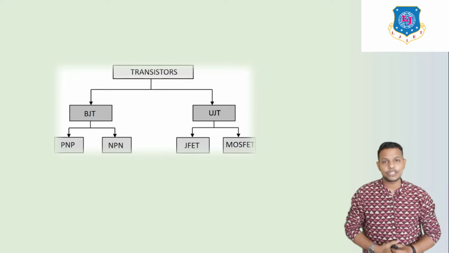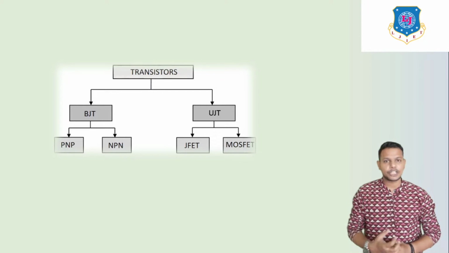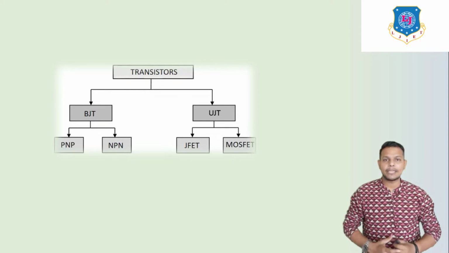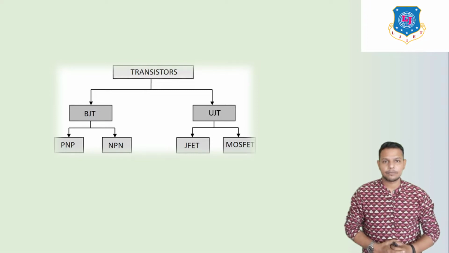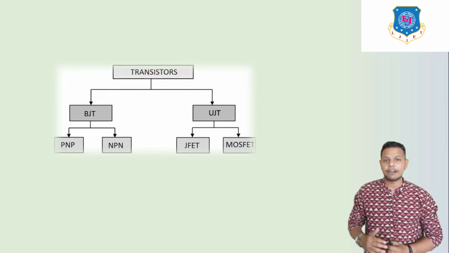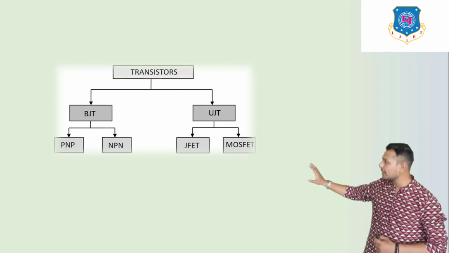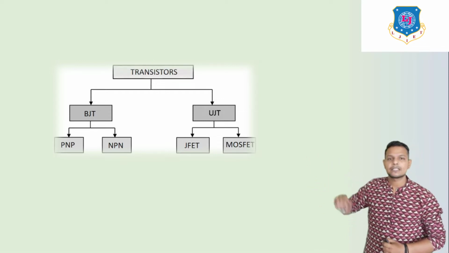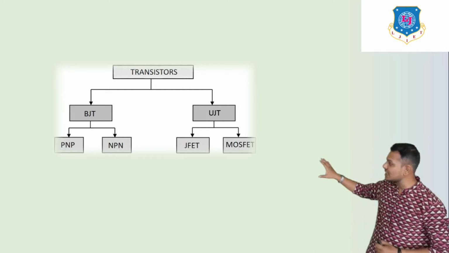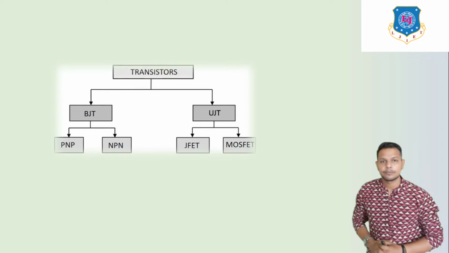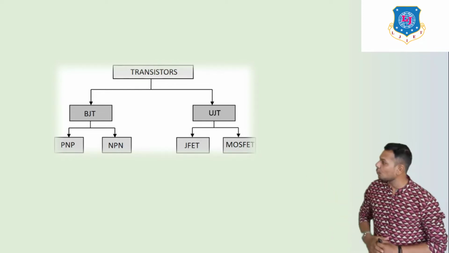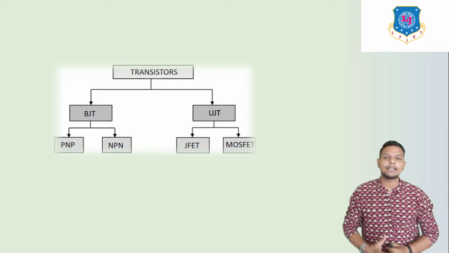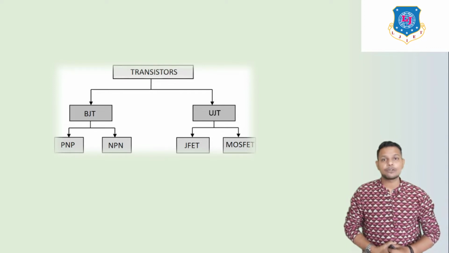Whereas UJT is known as unipolar junction transistor. In UJT, the conduction takes place due to only majority carrier charges. It might be holes or it might be electrons. So according to this, it is divided into two types. Number one is JFET and number two is MOSFET. JFET stands for junction field effect transistor and MOSFET stands for metal oxide semiconductor field effect transistor. So today we are going to discuss only FET and its types.